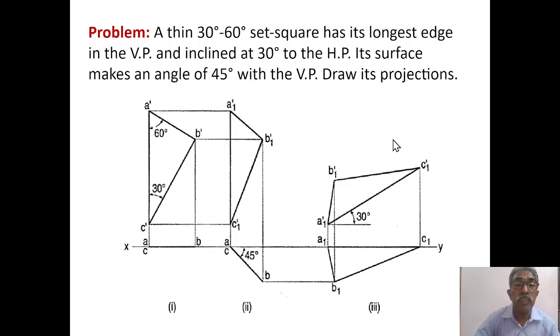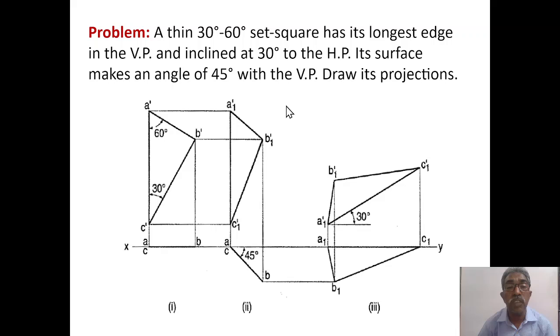See here, I will explain with the help of a problem. A thin 30-60 degree set square has its longest edge in the vertical plane and inclined at 30 degrees to the horizontal plane. Its surface makes an angle of 45 degrees with the VP. Draw its projections. Here the 30-60 degree set square is simply a right angle triangle. The longest side, meaning its hypotenuse, is given in the vertical plane, and that longest side is inclined at 30 degrees to the horizontal plane. The surface of the plane makes 45 degrees with the vertical plane. Now you have to draw the projections.